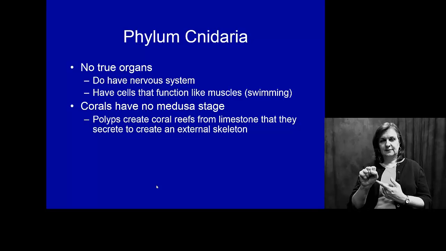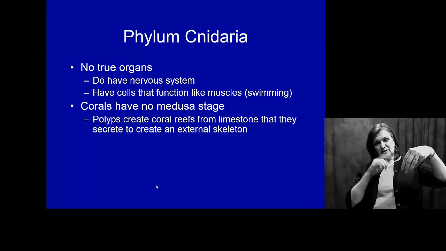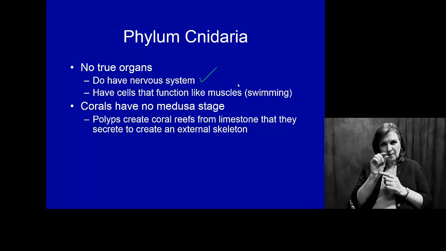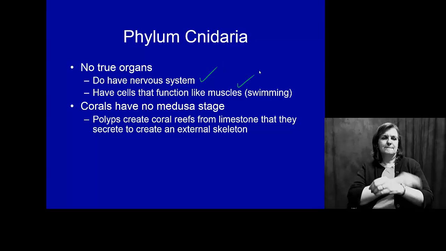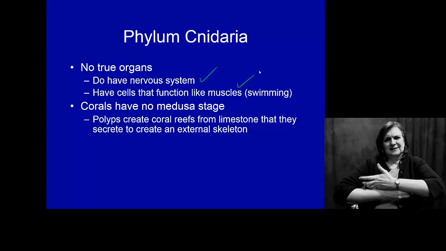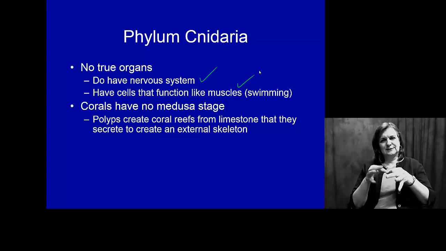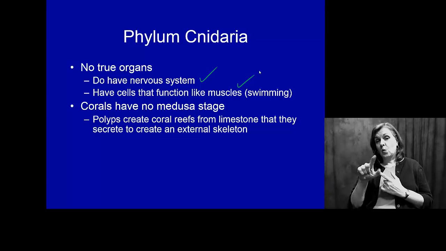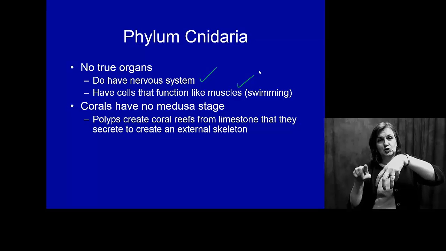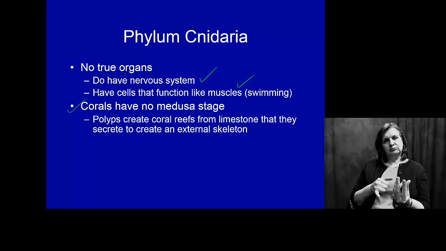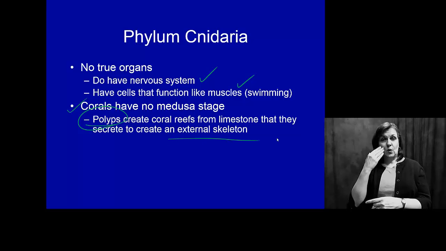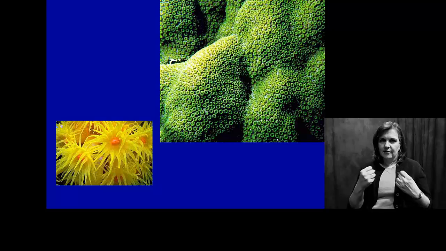Now, like we said, no true organs associated with these guys. Think about the consistency of a jellyfish. There's not much to it, right? But we do have a nervous system that we talked about, and we talked about the fact that they do have muscles. Small muscles, think more muscle fibers. Okay, no biceps in a jellyfish, just simply muscle fibers that would allow it to swim and contract. The corals, as we mentioned, don't have a medusa stage. They stay in that polyp form and create those limestone and calcium-based coral reefs that we know.